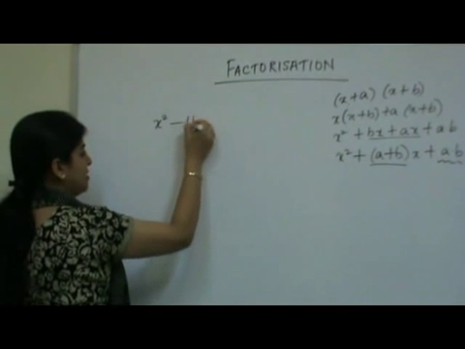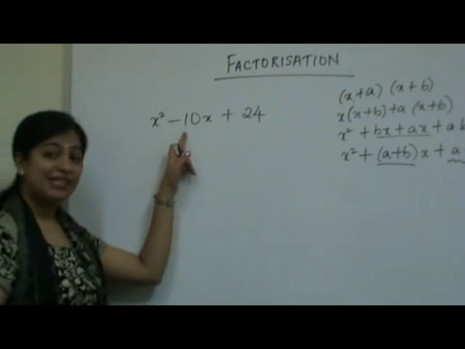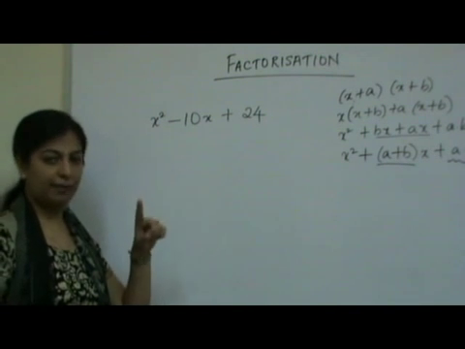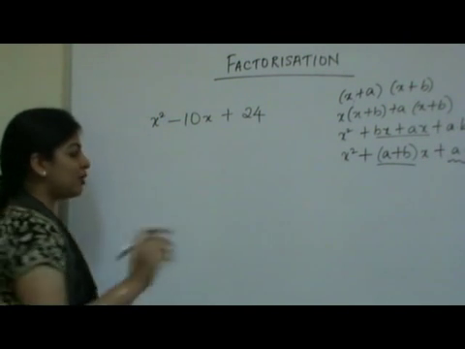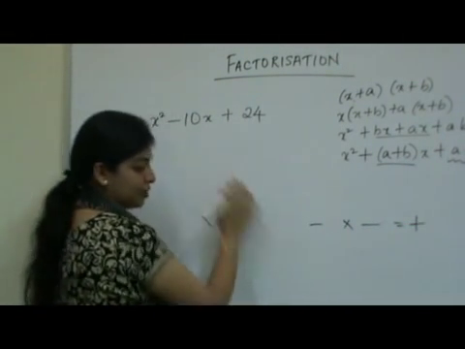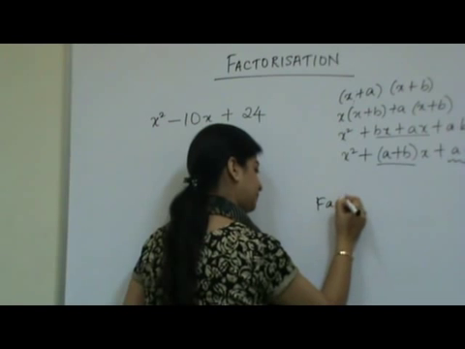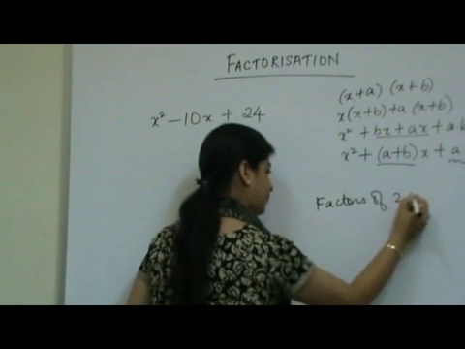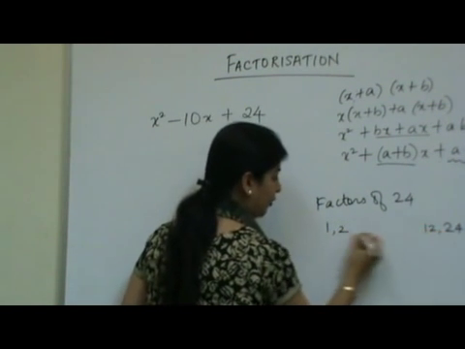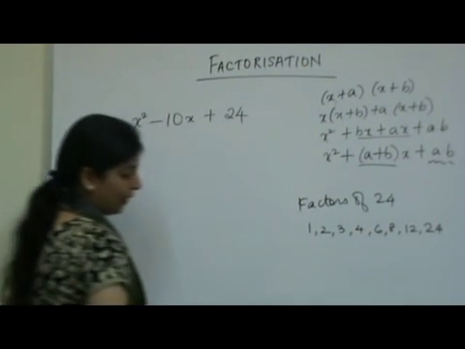x squared minus 10x plus 24. Now we need two numbers a and b where the sum is minus 10 and the product is plus 24. That is possible only when both the numbers a and b have a negative sign, because we know a negative number into a negative number will give you a positive number. So let us check what are the factors of 24. 1 into 24 is 24, 2 twelves are 24, 3 eights are 24, and 4 sixes are 24.